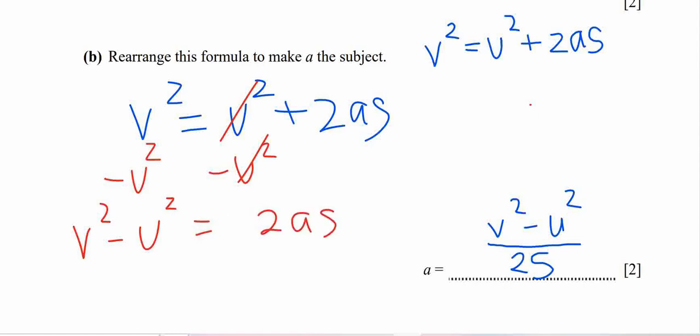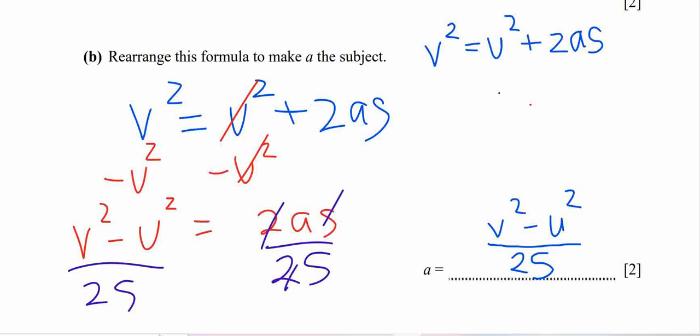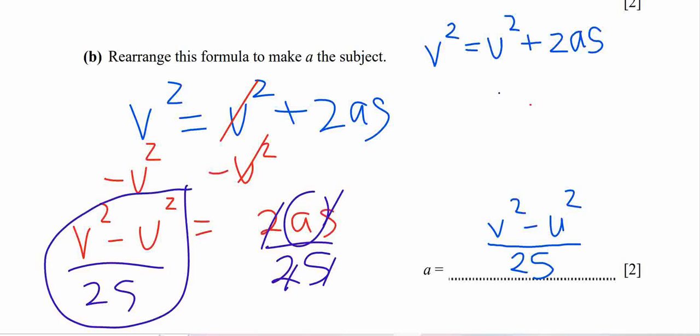So we want to now cancel the s. We divide by s and 2, divide by s and 2. So we can cancel the 2 and s, and we get a alone. That's why we get a equals v squared minus u squared over 2s.